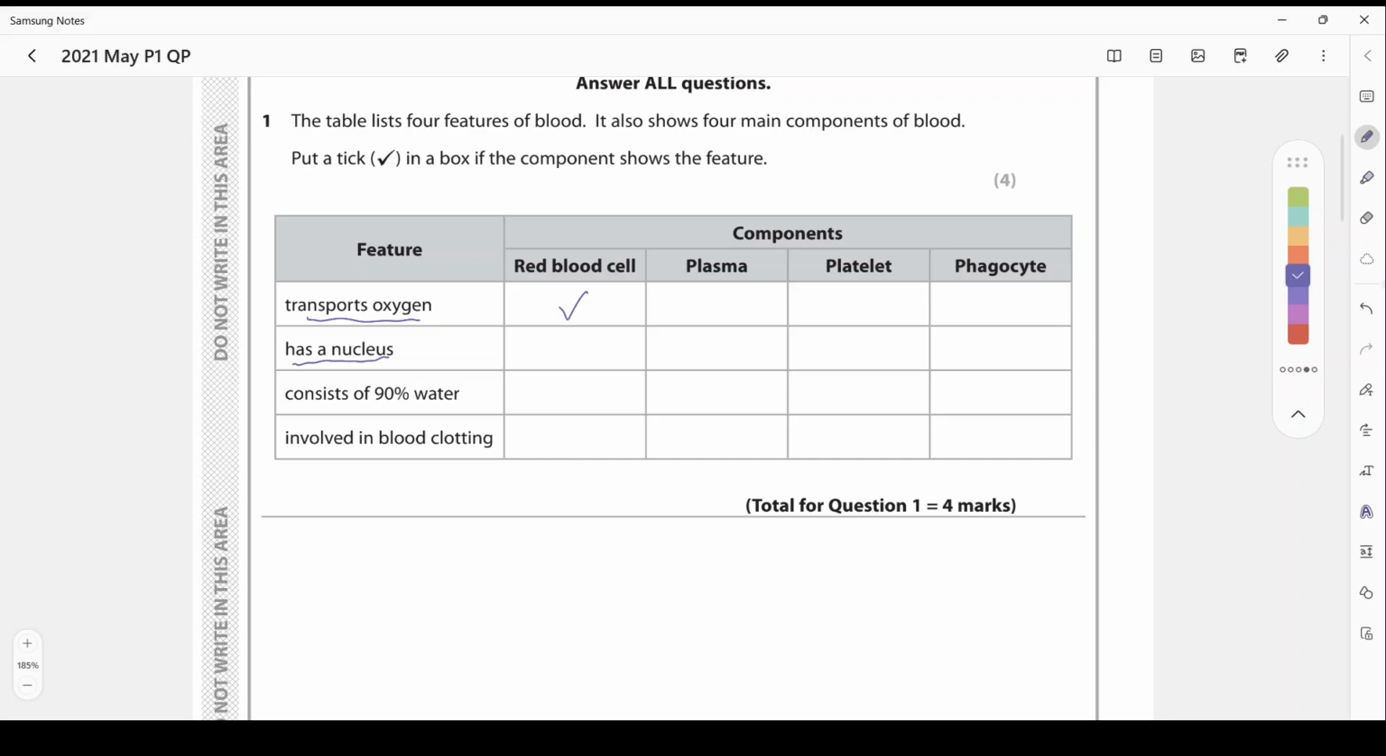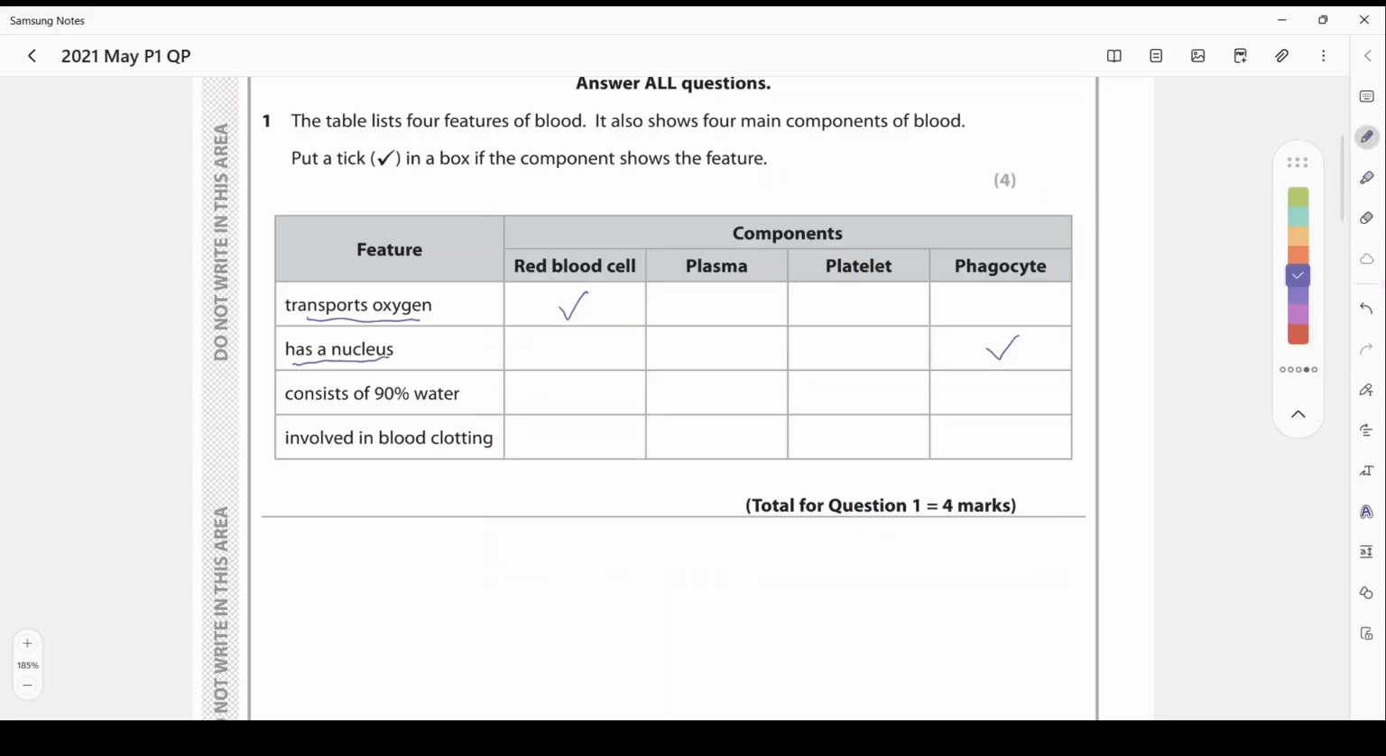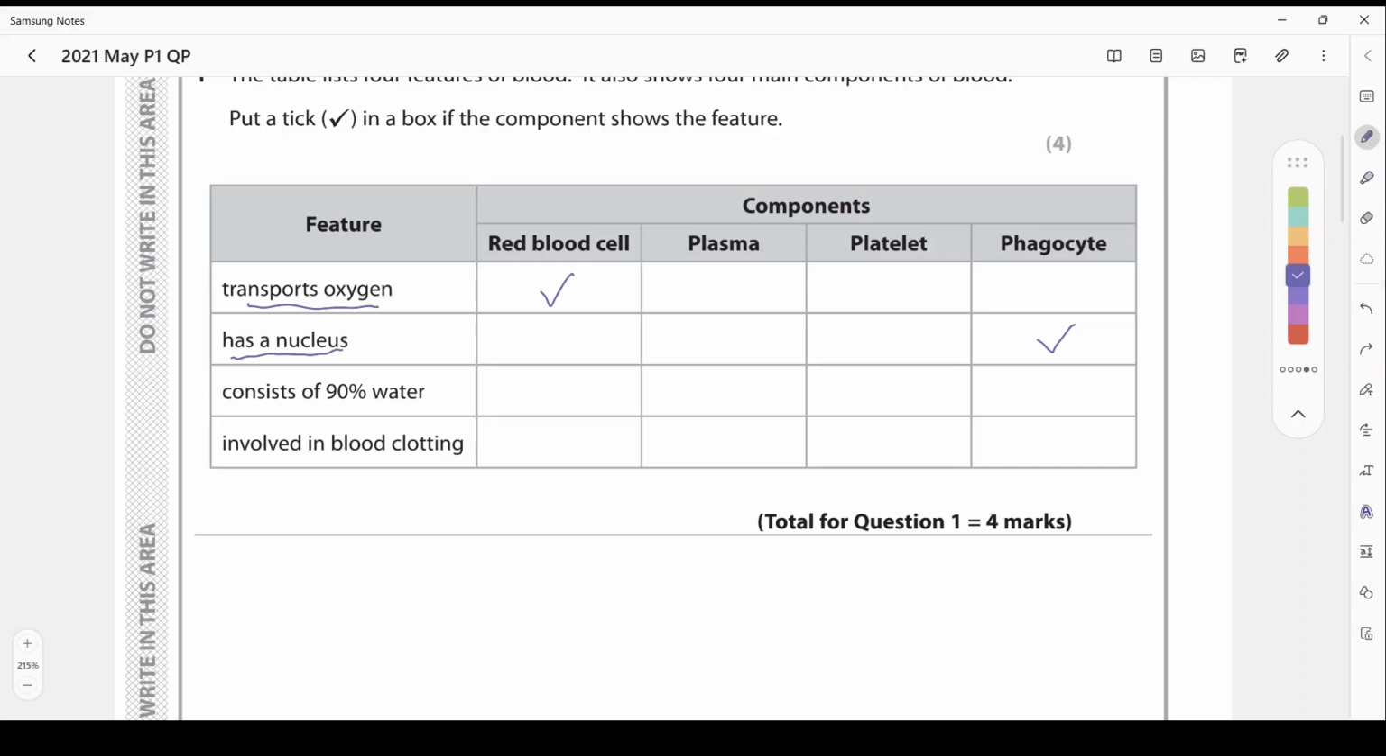Now, the cell that does have a nucleus is the phagocyte. Let me just include a diagram of that. All right, so I've included a diagram here. Over here, we see the phagocytes, and you can see that they have a lobed nucleus. So that's very characteristic of a phagocyte. Let me just remove this. And platelets don't contain a nucleus because it's a very small cell component. I forgot to mention that the function of a phagocyte is to engulf pathogens like bacteria, for example.